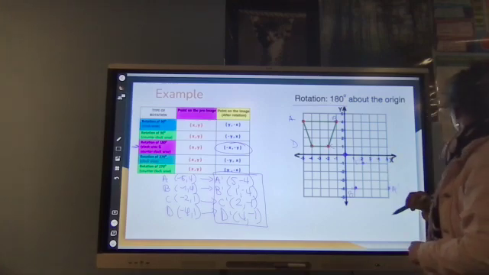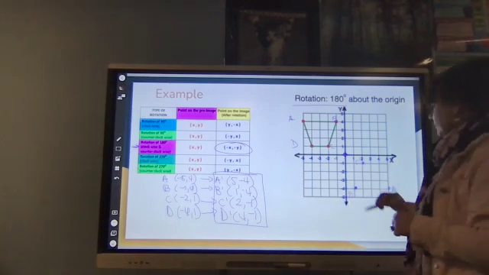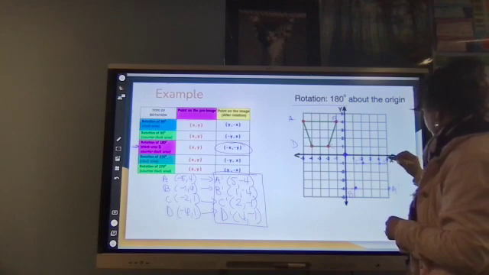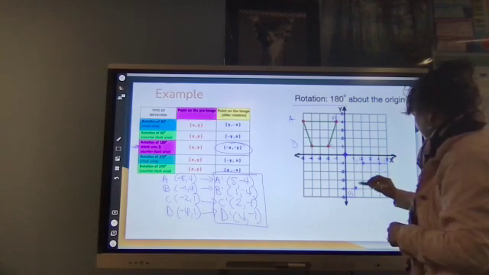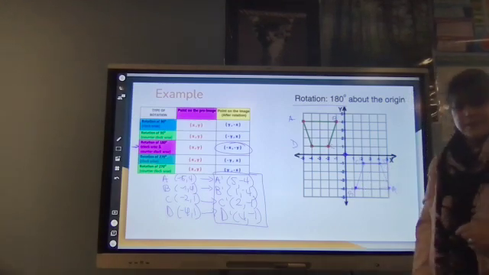There's our C prime. And our D prime is at 4, negative 1. So we go over 4, down 1. And there's our D prime. So we connect our coordinates. And we now have our rotated image.